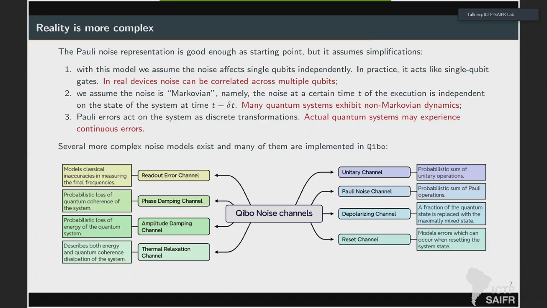And then we have these three here, which are, I would say, linked among them together. The phase damping channel tends to represent the probabilistic loss of quantum coherence of the system. We were mentioning it before. While the amplitude damping channel tries to represent the probabilistic loss of energy of the system, just for the sake of mentioning it. The thermal relaxation channel is representing both of these losses together, combined. OK?